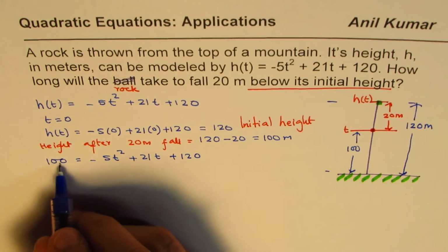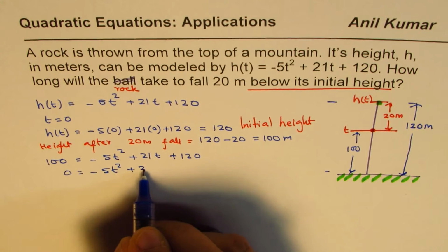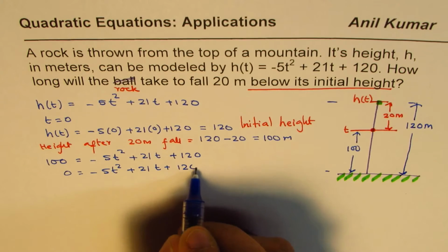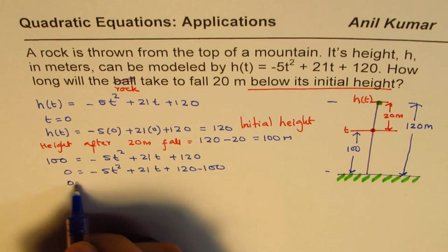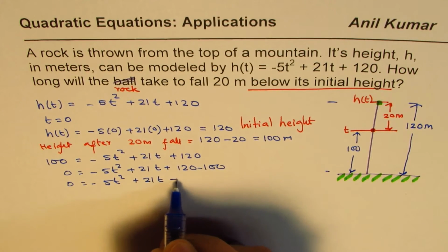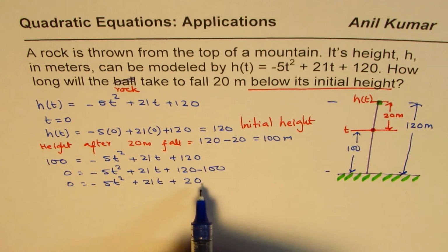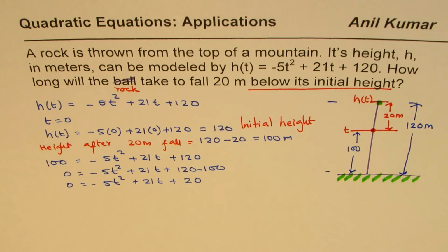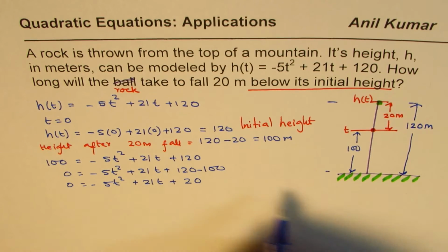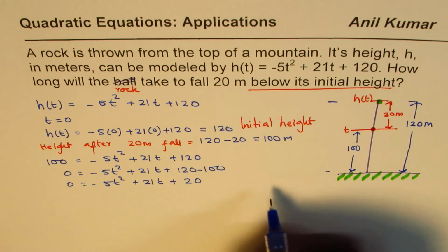Plus 120. So let's bring it on this side. 0 equals minus 5t square plus 21t plus 120 minus 100, which is 0 equals minus 5t square plus 21t plus 20, right? So that is the difference in height. To find t, you can use quadratic formula, you can factor and solve different ways, correct? So you could do either way. So what I'll do here is just use the quadratic formula. So we can find the value of t by using the quadratic formula.